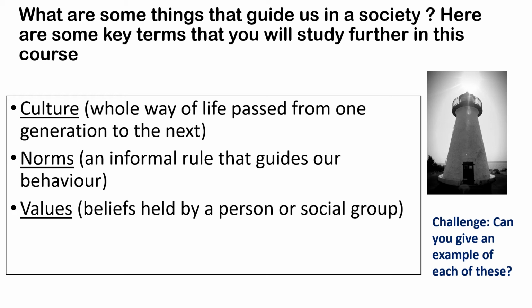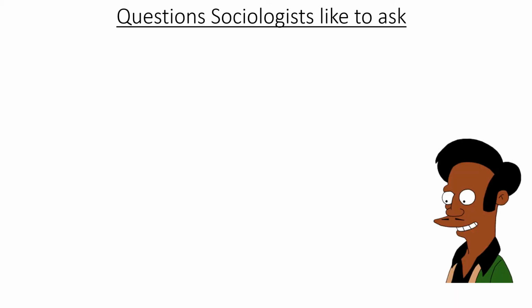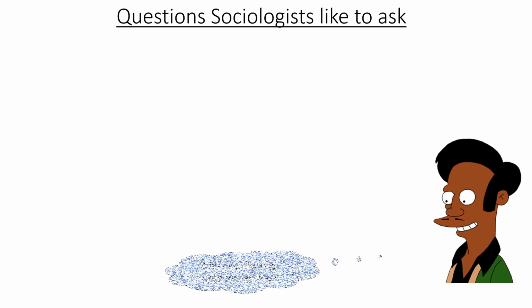Then we've got values. So values are beliefs held by a person or a social group. So what you believe in, and again in sociology we look at where does that come from. And then we've got roles, so patterns of behaviour expected of people. So these are some questions that sociologists are likely to ask.